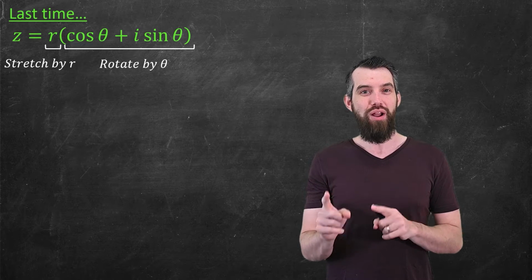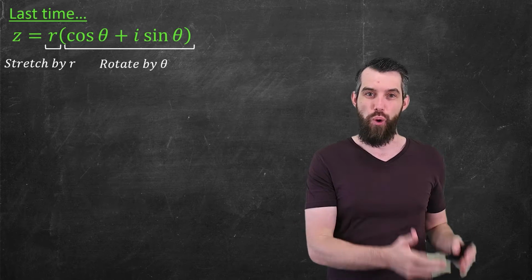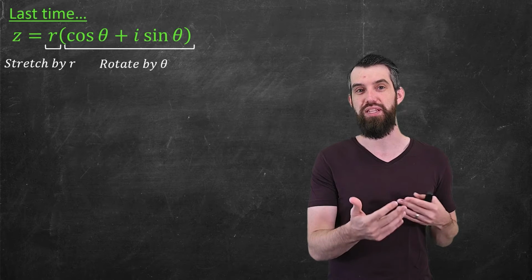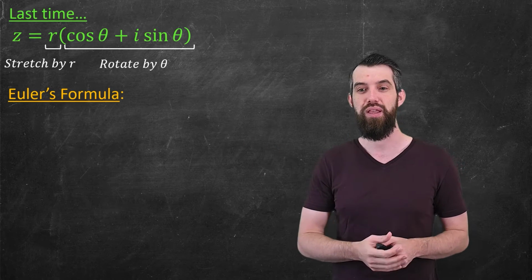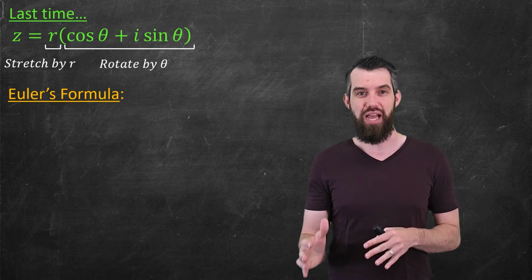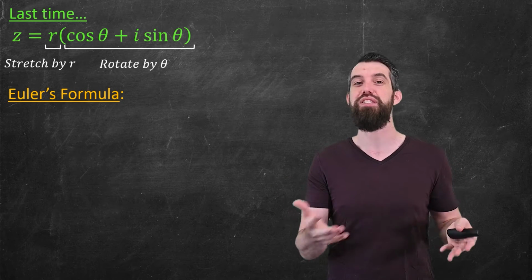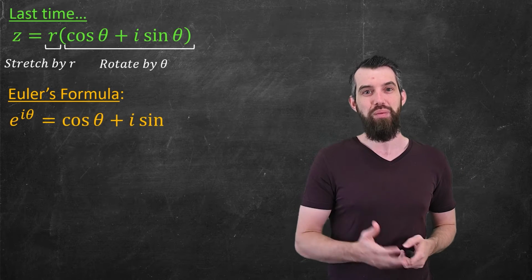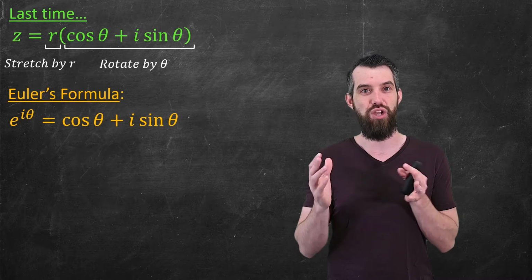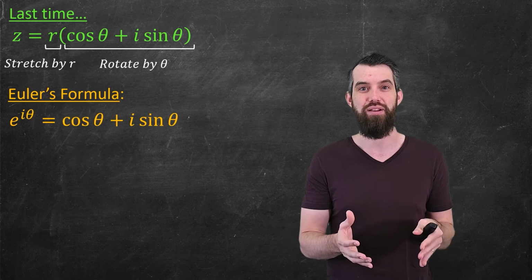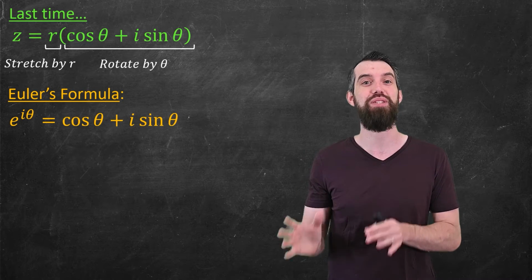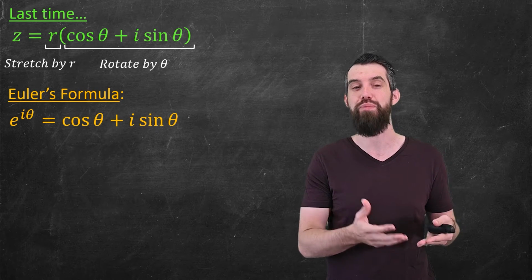Now, I want to show you a very important formula, one of the most important formulas in mathematics, called Euler's formula. And what Euler's formula does is clean up this presentation in some sense. That is, the formula says e to the i theta is cos theta plus i sin theta.